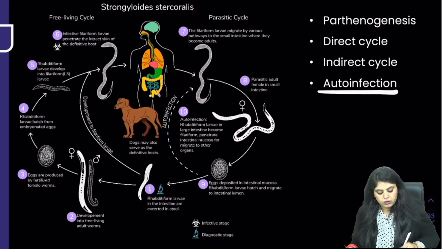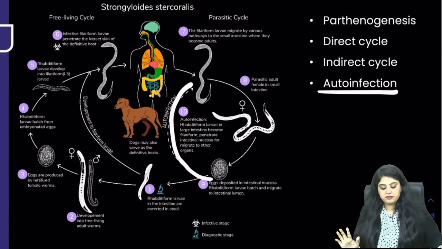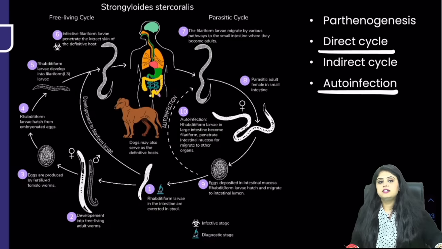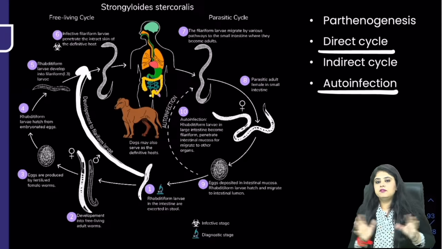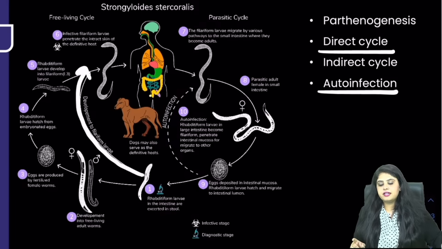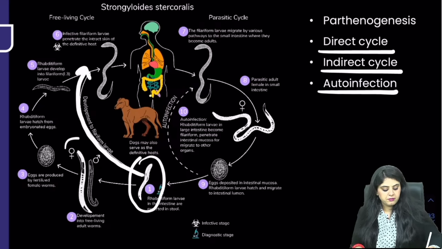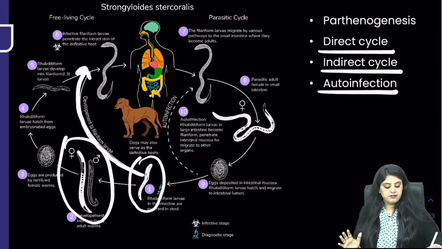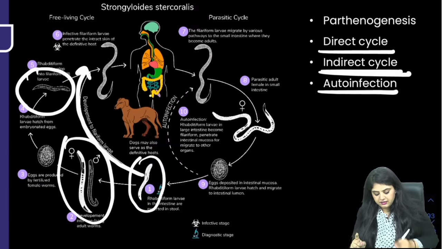What does that mean? Auto-infection, everyone knows, from myself to myself only, from my body to my body, if the infection keeps happening, that is auto-infection. What is the direct cycle? Direct cycle says that one larva changes directly into the other. There is no mother, father, mating, nothing like that. One larva into another, direct, larva to larva, that is the direct cycle. What is the indirect cycle? The larva says, first we will become adults, mother, father, then we will again make a larva, taking the long route to make a larva, that is the indirect cycle.